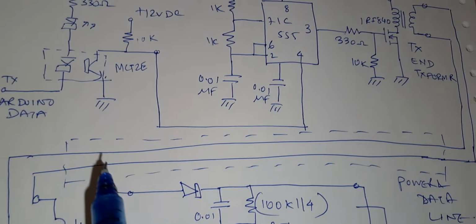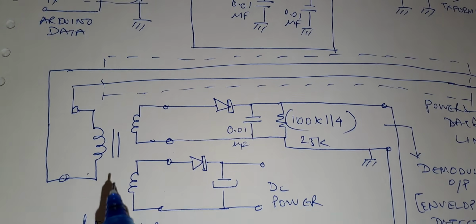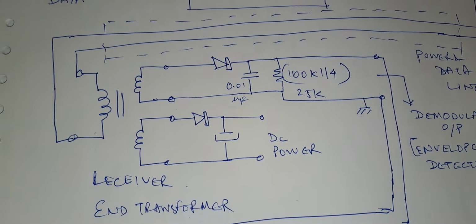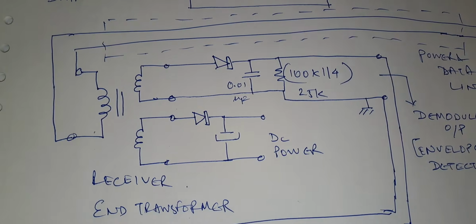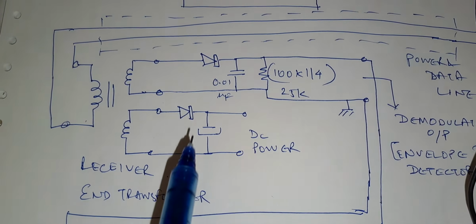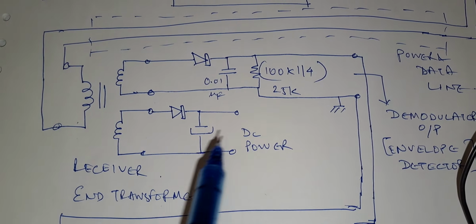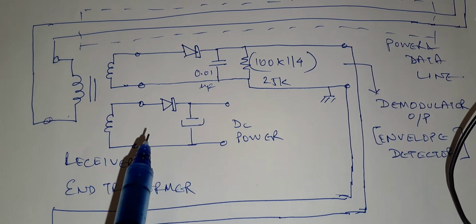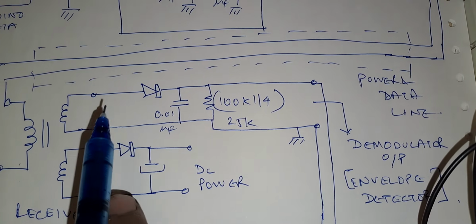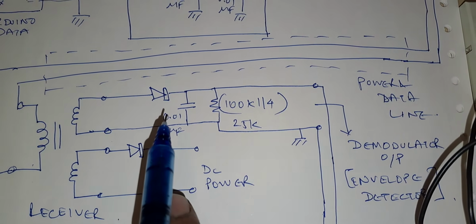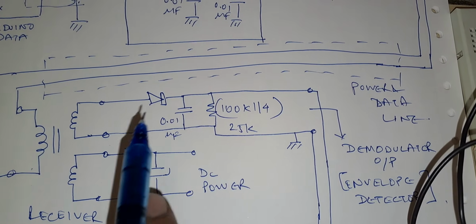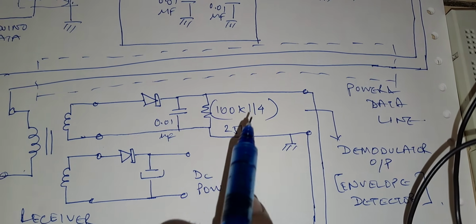So this line is coming all along, and here you can see there is a receiver transformer. The receiver transformer has two windings. One winding is the power winding. This is the power winding for driving the power device, and this is another winding. This winding is used to demodulate and receive the data. So basically this is a demodulator.